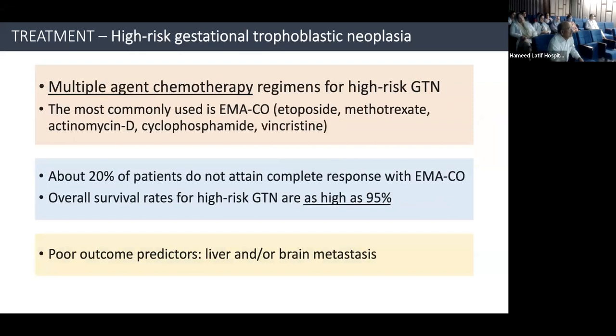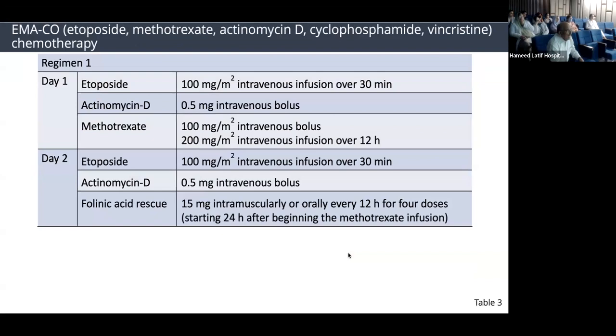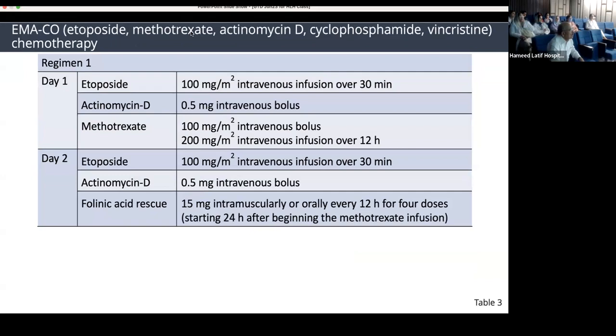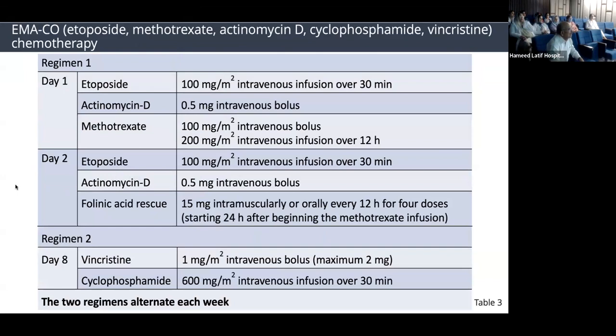Multiple agent chemotherapy: etoposide, then methotrexate, actinomycin D, cyclophosphamide or vincristine. About 20% of patients do not attain complete response with this regime, but their overall survival rate would still be 95%. The ways of giving these are different and somewhat complicated, that's why it is only for oncology people. On day 1 you give etoposide, actinomycin D, methotrexate; on day 2 etoposide and the others; and then regimen 2 on day 8, at weekly intervals. So in the first week you do day 1 and 2, in the second week vincristine, and in the third week regimen 1 comes again, and you keep going on like that.